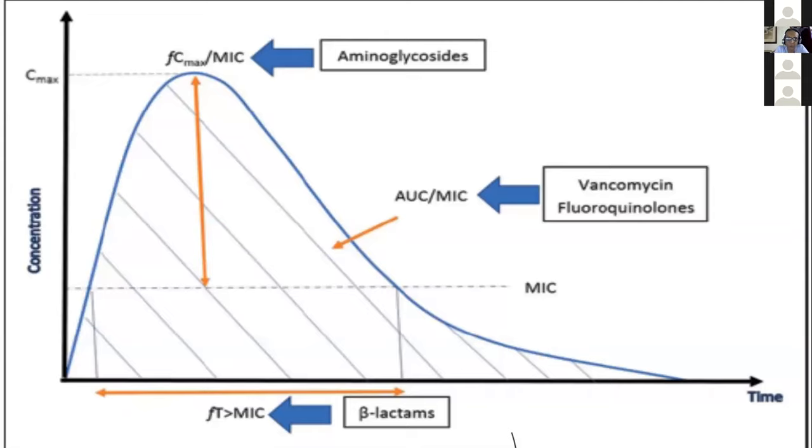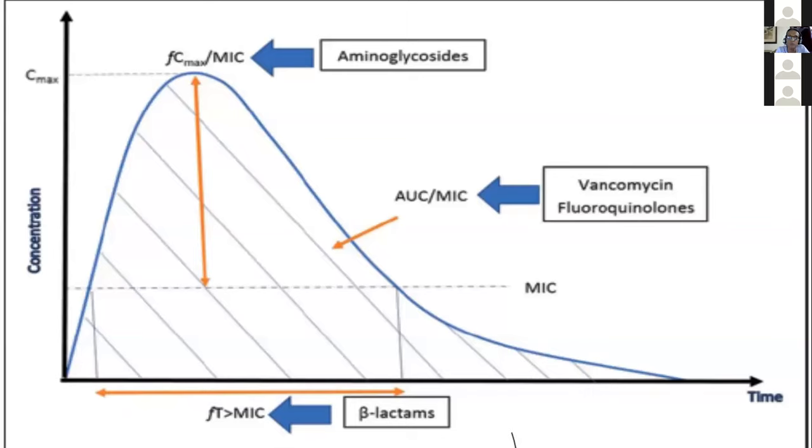For fT>MIC, for cephalosporins, it is supposed to be 60 to 70% of the time above the MIC. For penicillins, it is supposed to be 50% of the time, and for carbapenems, 40% of the time, for you to achieve a bactericidal effect. If it's a bacteriostatic effect you want to achieve, for cephalosporins it has to be 40%, for penicillin 30%, and for carbapenems 20%.